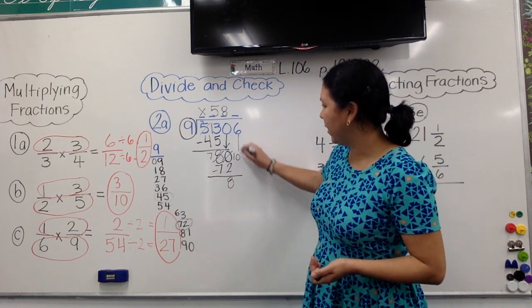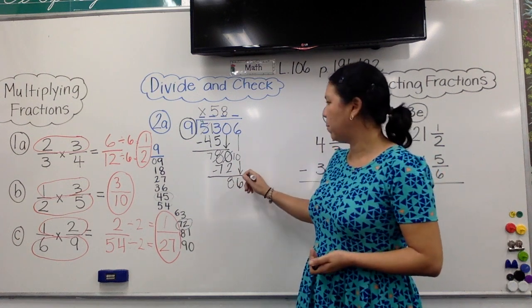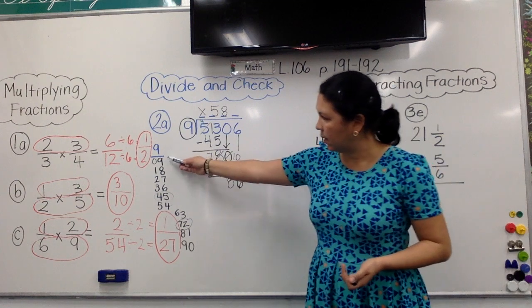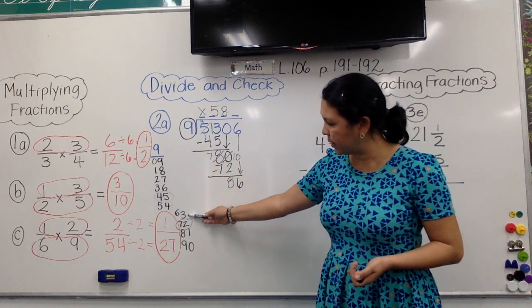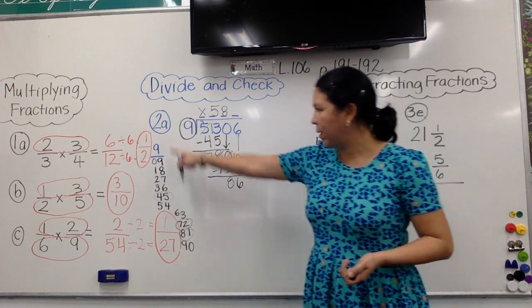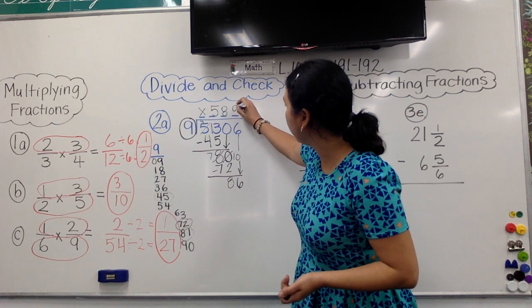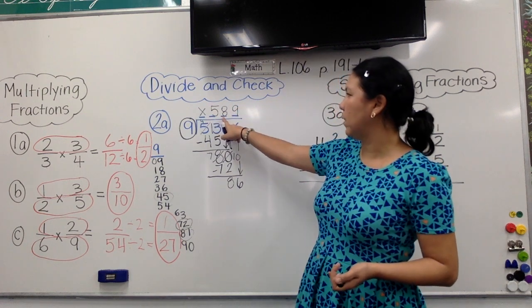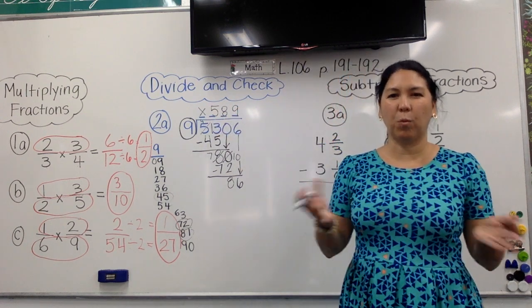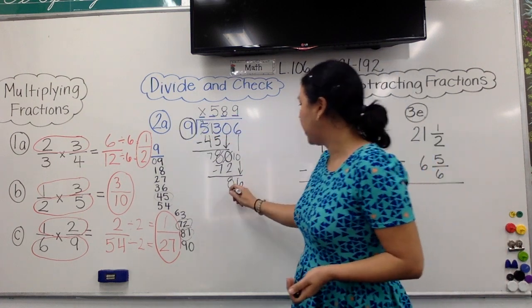And I need to bring down my 6, bring it straight down. My new number is 86. Let's find something close to 86. Oh, 81, that's really close, huh? How many 9s does it take to make 81? 9. So that's going to be our final number on top. Remember, our lines on top help us to know when we're going to be done with our problem. Okay, so 9 times 9 is 81.